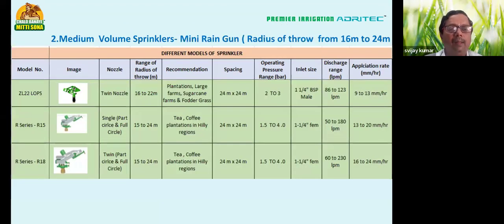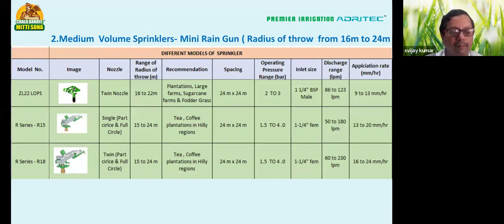Coming to the second, medium volume sprinkler or the mini rain gun, here the radius will vary from 16 to 24 meters, and these sprinklers are very popular in plantation, sugarcane and other areas and maize, which is the example that I'm going to actually explain to you. And we also have imported rain guns called the R series, which will actually give you from 15 to 24 meters. We have an R15 series and an R18 series.